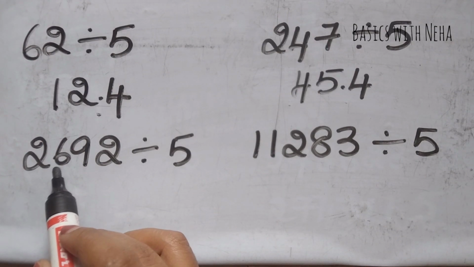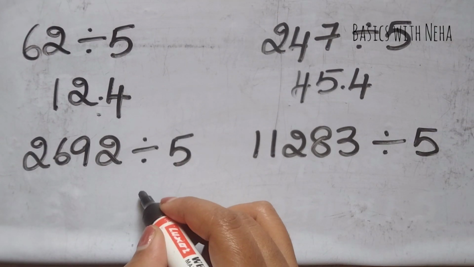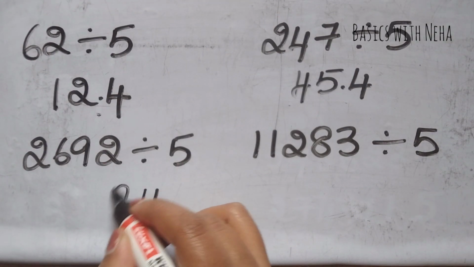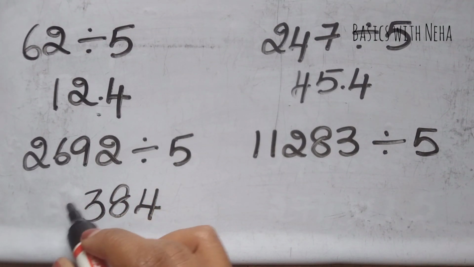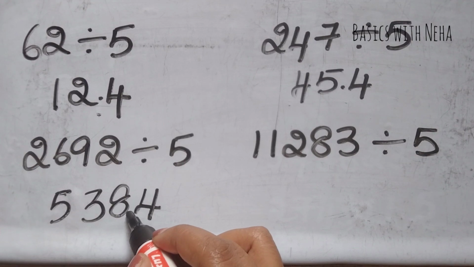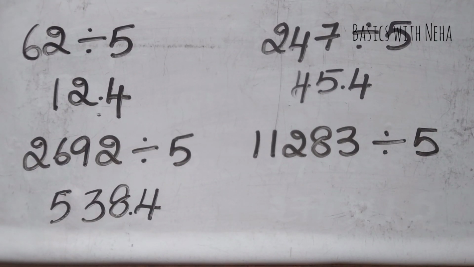Double of 2692. Double of 2 is 4. Double of 9 is 18. Double of 6 is 12, plus 1 is 13. Double of 2 is 4, plus 1 is 5. Put a decimal place after one place from the right side.